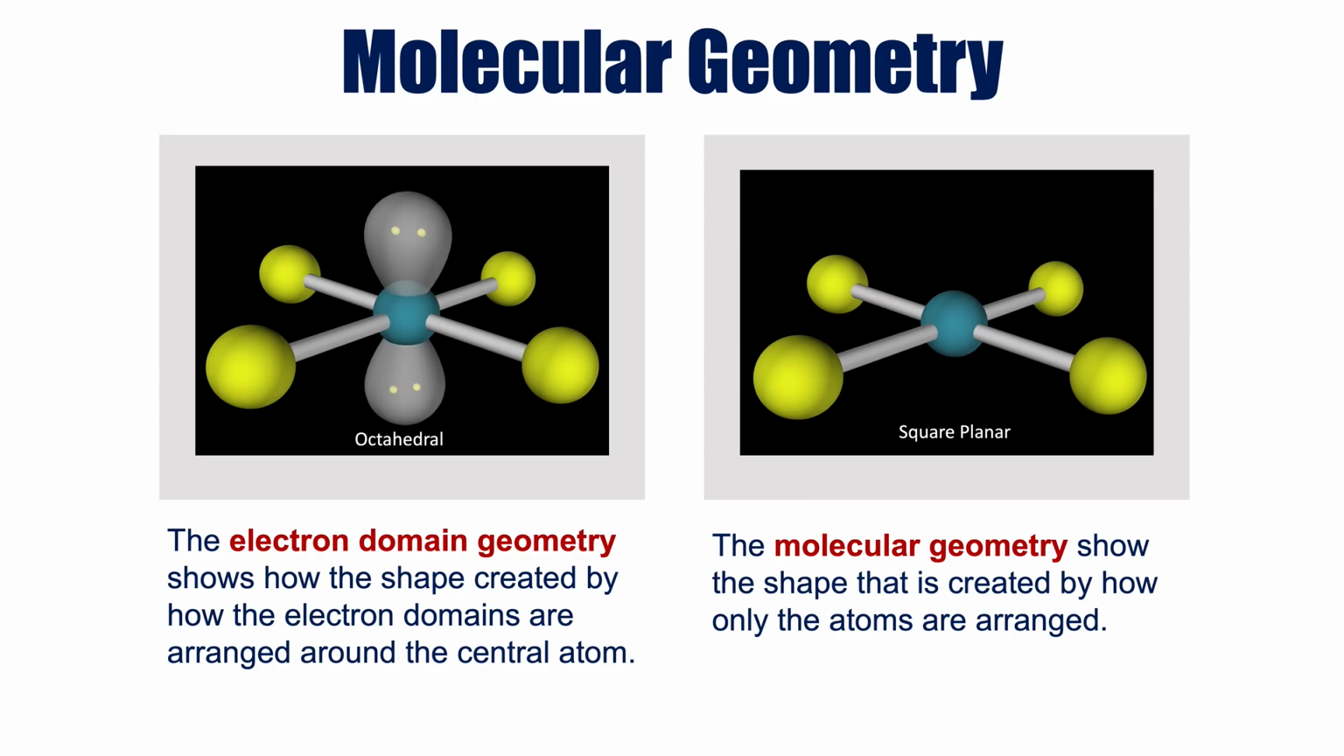Sometimes a molecule's electron domain geometry is the same thing as the molecular geometry, but other times they're going to be different. So the electron domain geometry is the shape that would be created by how all of the electron domains are arranged around that central atom, whereas the molecular geometry just looks at the shape that's created by how the different atoms end up having to be arranged around that central atom.